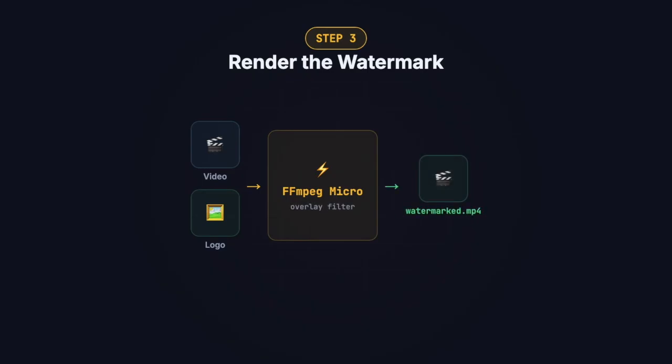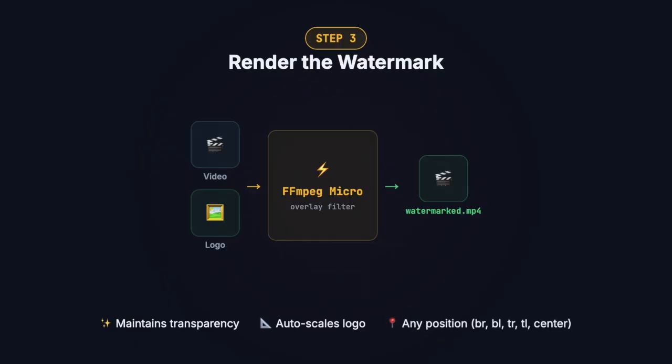The filter string maintains transparency and properly scales the logo. The default scale is 120 pixels. The height adjusts automatically to keep the aspect ratio correct. Then it takes the video and overlays the scaled logo in the position that we've selected. The time it takes to render depends on how long the input video is.